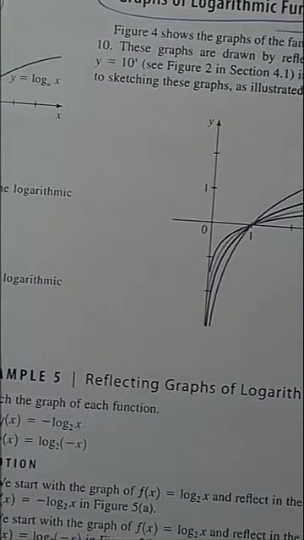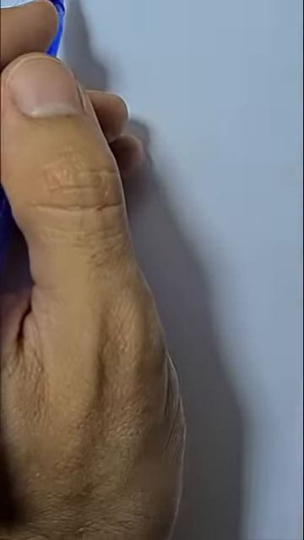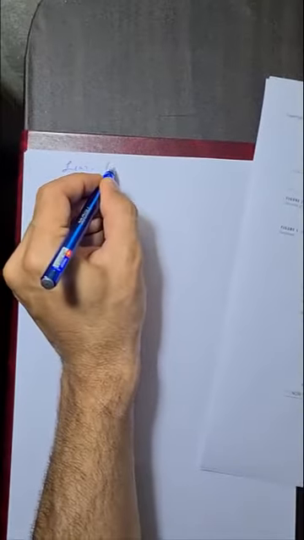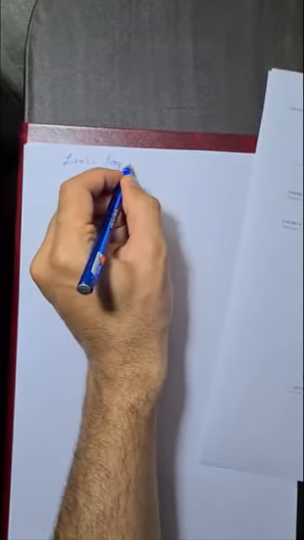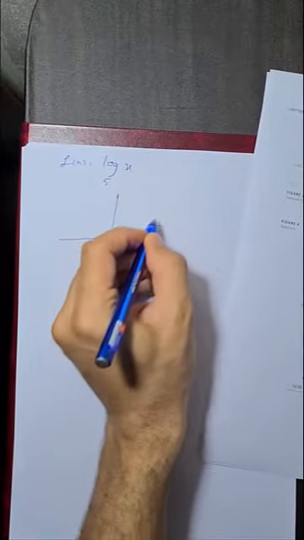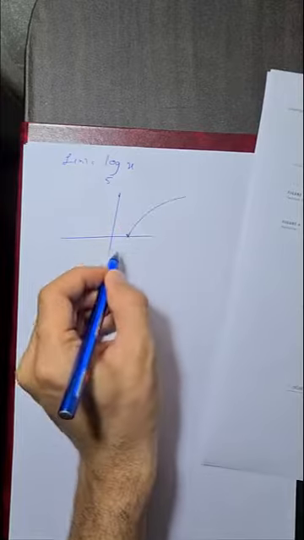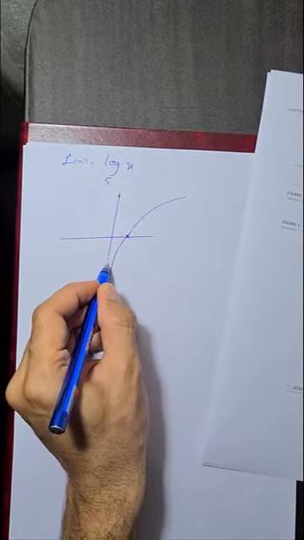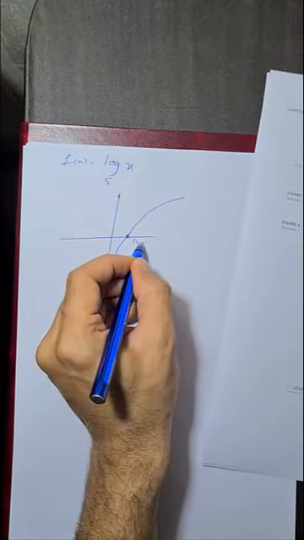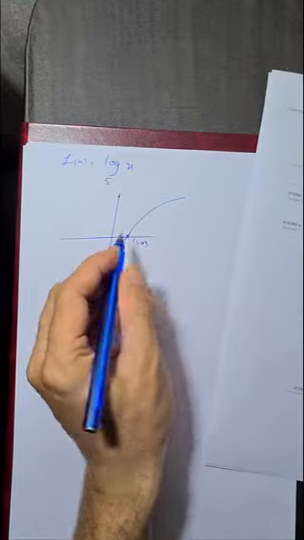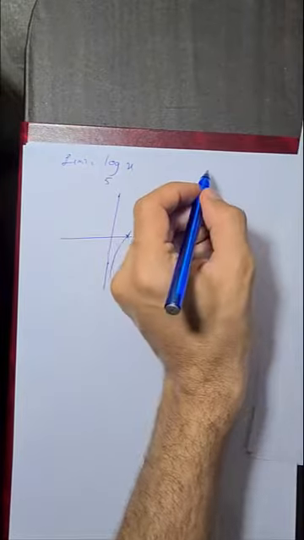The logarithmic function looks like an exponential function when we sketch the graph. For example, I say f of x is equal to log base 5 of x. The graph is like that. If I put x equal to 1, I will get log of 1 equal to 0. So here is the point 1 on the x-axis and 0 on the y-axis. Here's the function.